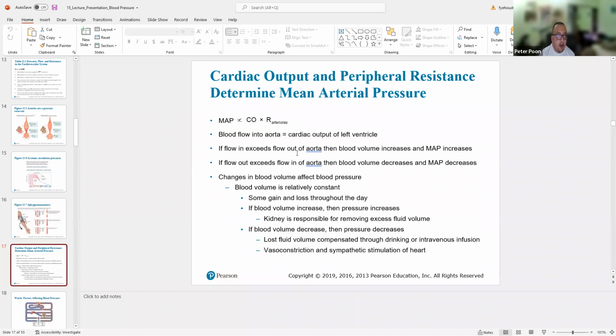If flow into the aorta exceeds the flow out of the aorta, then the blood volume increases and the MAP increases, and the reverse is also true. Changes in blood volume affect blood pressure. The blood volume is relatively constant through the day, but not absolutely. There's some gain and loss. Like, if I drink a lot of water, my blood volume will go up significantly for a little while, and then the systems will kick in and reduce blood volume by making me pee more.